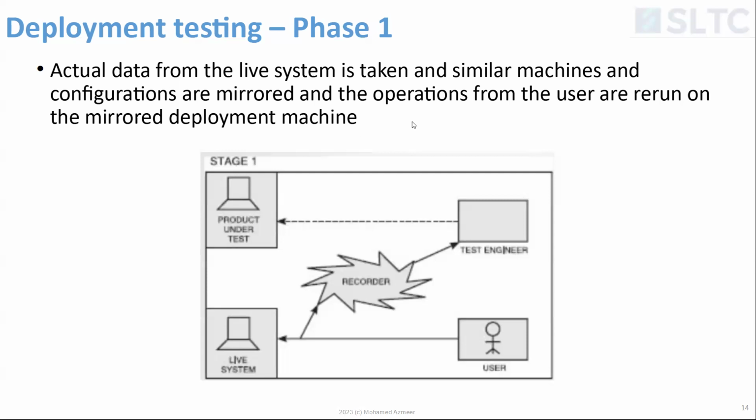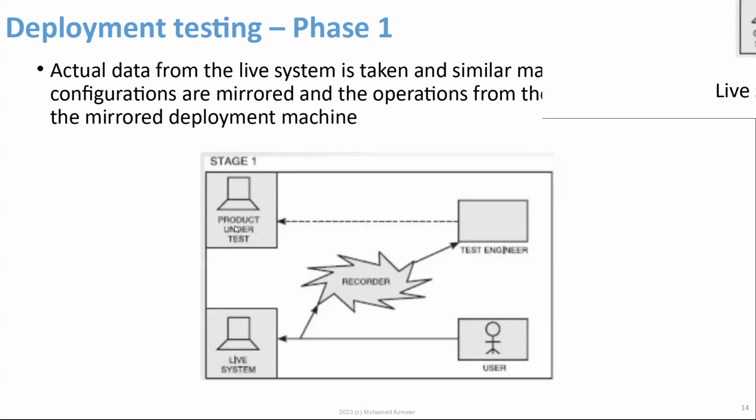Actual data from the live system is taken, and a similar machine and configuration are mirrored, and the operations from the user are rerun on the mirrored deployment machine. Okay, so that's one way to look at it. Phase one: you see the arrow here, you're recording what the live system is doing and then applying that to the product under test.